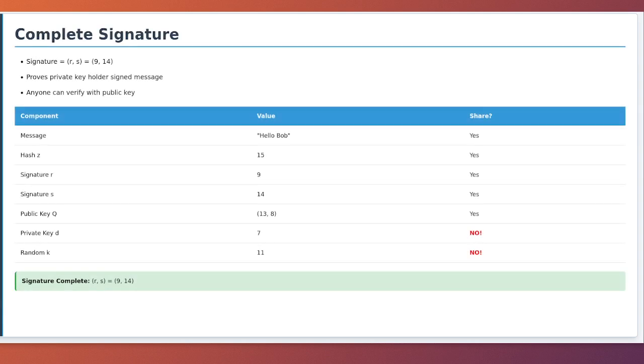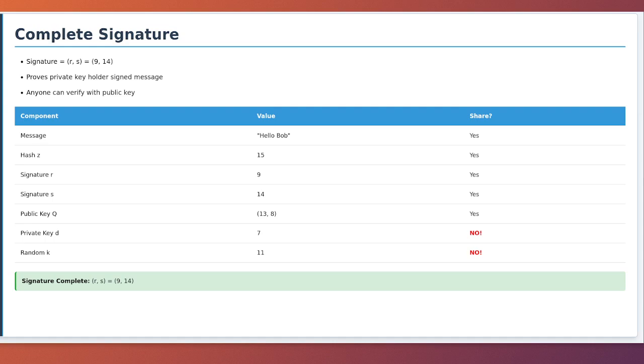Complete signature. We now have both components of our ECDSA signature. The first component is R equals 9, and the second component is S equals 14. Together, these two numbers form our signature, written as the ordered pair 9, 14. This signature proves that we, the holder of private key D equals 7, signed the message Hello Bob, which has hash Z equals 15. Let us review what went into creating this signature.